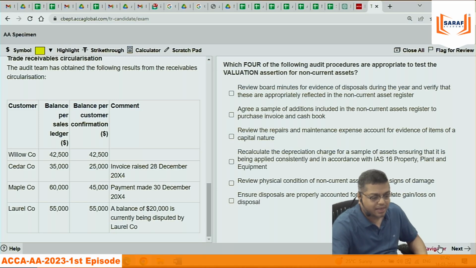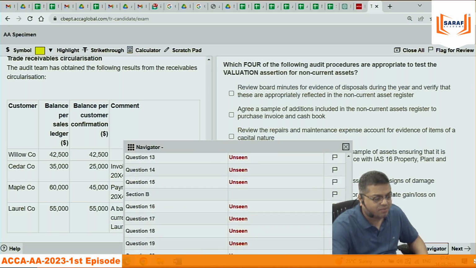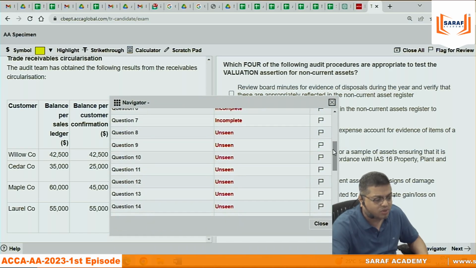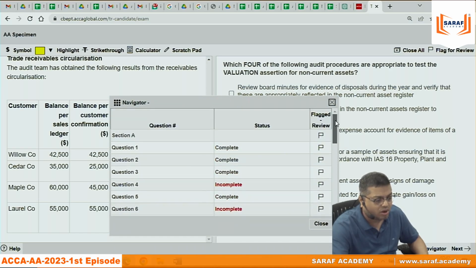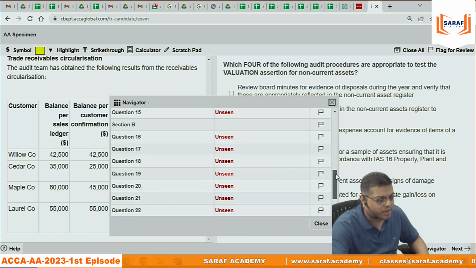you can see that here there is a next button, there is a navigator tab. I will click the navigator tab. In the navigator tab, the entire question I can see in one go. Entire questions, all. Section A, section B. Suppose I am going in section B now.